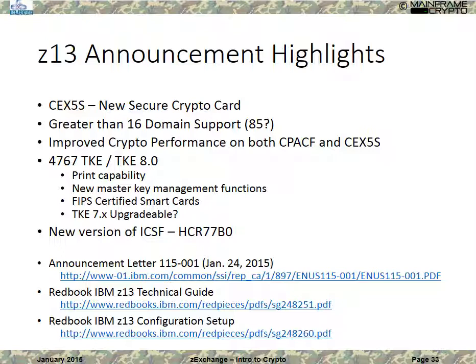Both the CPACF and the Crypto Express 5S have improved performance characteristics. Specifically, it talks about doubling the amount of throughput with large blocks of data. So expect the IBM performance white papers to provide a lot more detail about just what operations are faster and how much faster they're going to be.